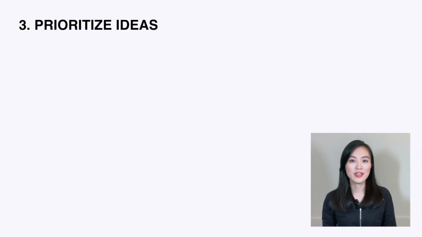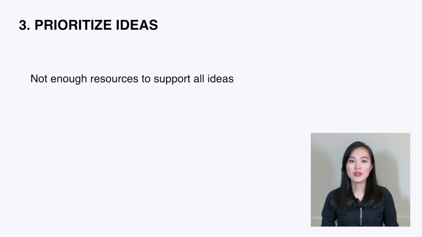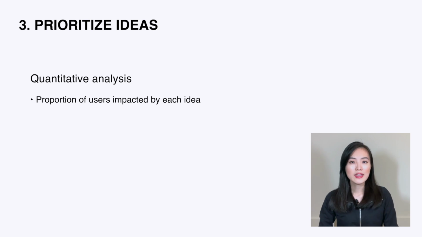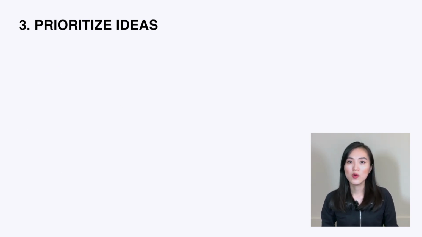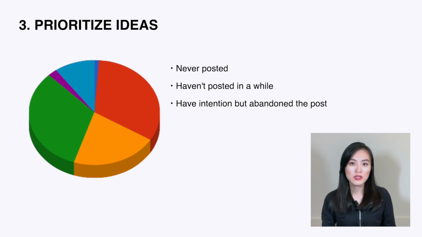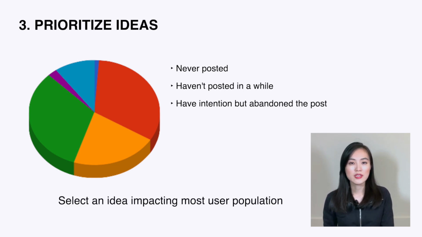After the brainstorming session, the next thing is to make recommendations on what ideas to prioritize. If you have multiple ideas, there might not be enough resources in reality to support all of them. So we want to recommend how to select the idea to focus on. We can recommend doing some quantitative analysis, analyzing the proportion of users that are impacted by each idea and compare the business impact. So back to the interview question from Facebook, we can get the percentage of users who never posted, users who haven't posted in a while, and users who have the intention to post but ended up not posting anything. Once we have those numbers, we can select ideas that may impact the most users.